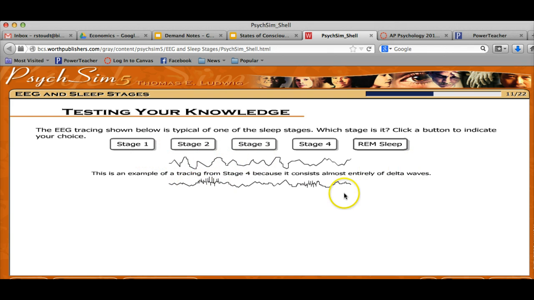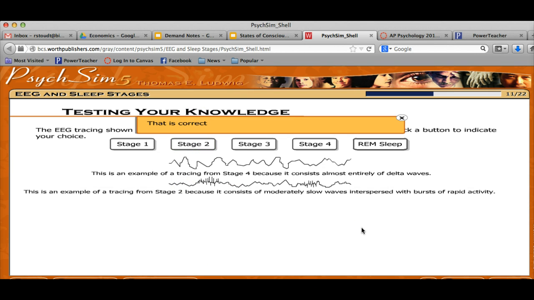This is your next one. So which stage is that? Pick one of the stages on your quiz. You should have picked stage 2. I picked the correct one this time. So this one, you see your sleep spindles in there.